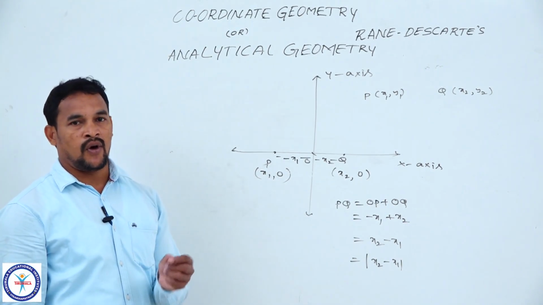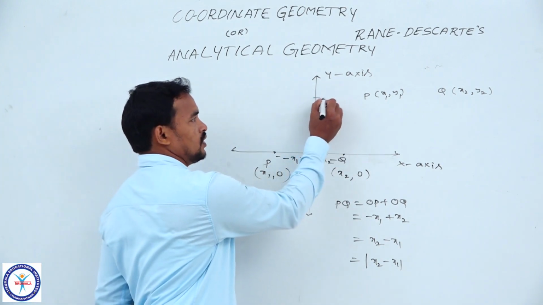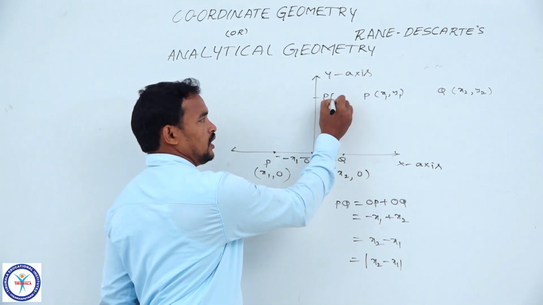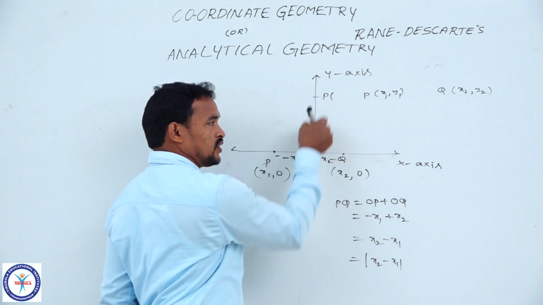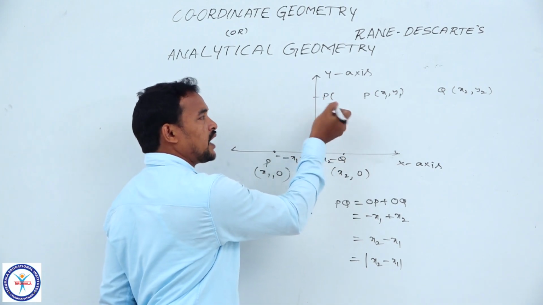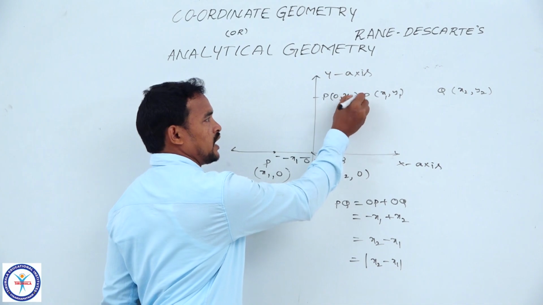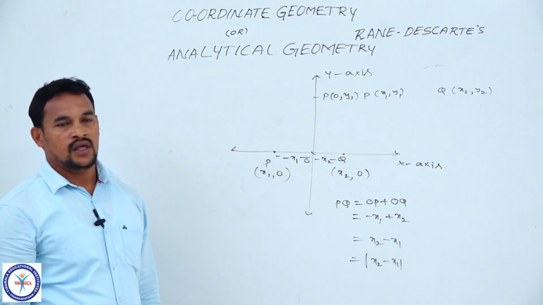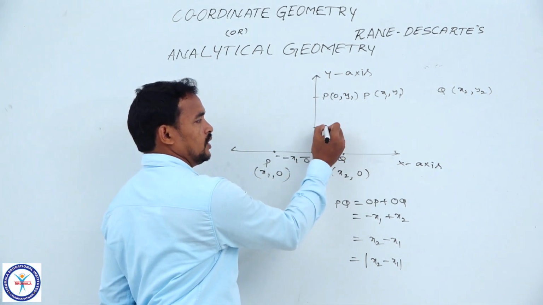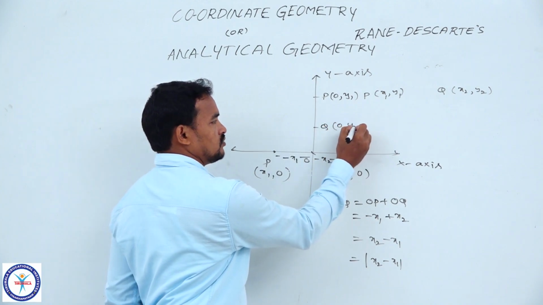Similarly, the points P and Q on the y-axis. One point is P, on the y-axis, which means which value is always 0? X value is 0. So it looks like 0 comma y1. One more point Q is 0 comma y2.